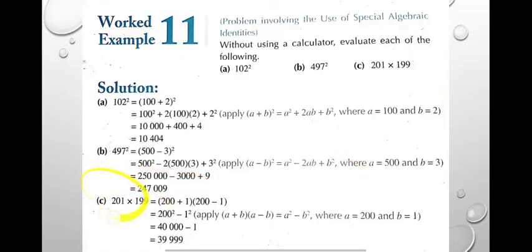And for this one, you can change into a plus b times a minus b. So 200 plus 1, 200 minus 1. And according to the formula, it can be shortened to a squared minus b squared. So a squared will be 200 squared, b squared will be 1 squared. That is easy, yeah? 40,000 minus 1. What can be easier than that, right?